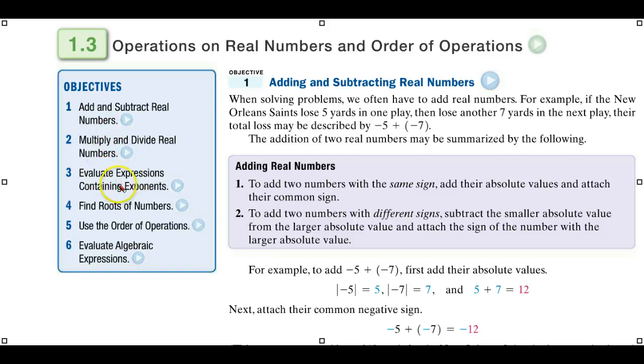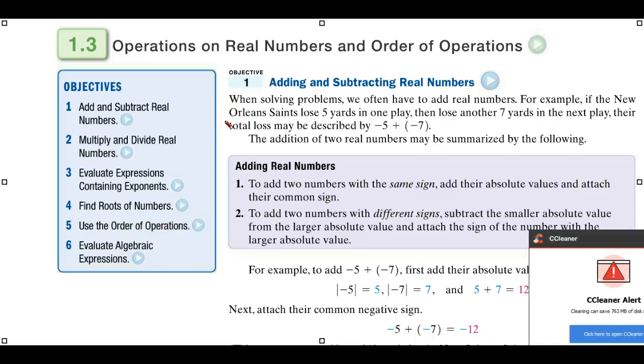evaluating expressions containing exponents, find roots of numbers, use the order of operation, and then evaluate algebraic expressions. Some basic strategies of arithmetic and into algebra.